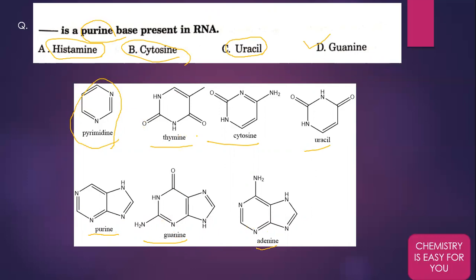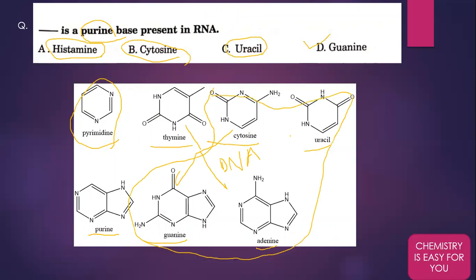Now further, I have some more things to say here. Thymine, cytosine, adenine, and guanine will be present in DNA. In case of RNA, thymine will not be present. The rest of the four will be present in RNA. So instead of thymine in RNA, you will have uracil. That is the difference between DNA and RNA. And also the sugar differs.